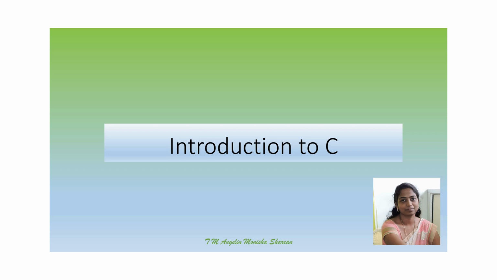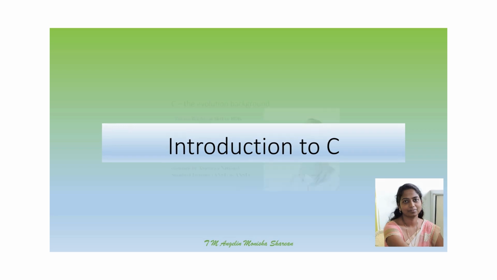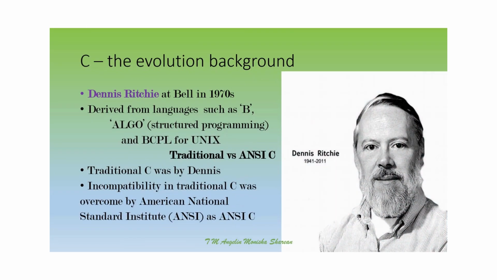Today, in this video, we are going to see about Introduction to C Programming. As we all know, C was invented by Dennis Ritchie at Bell Laboratories in the 1970s, and it is derived from languages such as B, ALGOL, and BCPL, which were made for Unix.